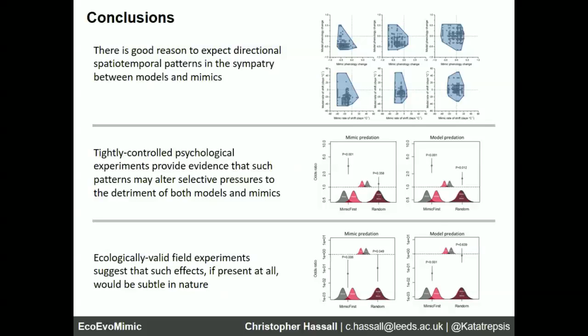However, trying to get a grip on this in an ecologically valid field setting is really complicated, and I don't know that it's going to be feasible to do it at the scale that you'd need in order to control for all the confounding factors. But I might give it another go if I can find a lot of very enthusiastic undergraduate students. So that's all I have to say.